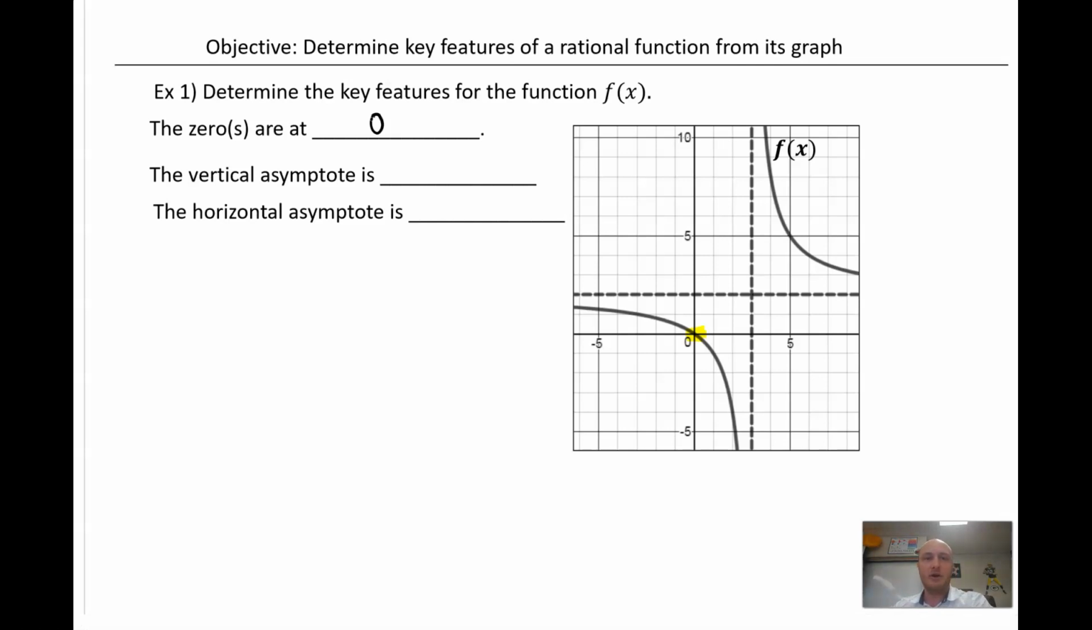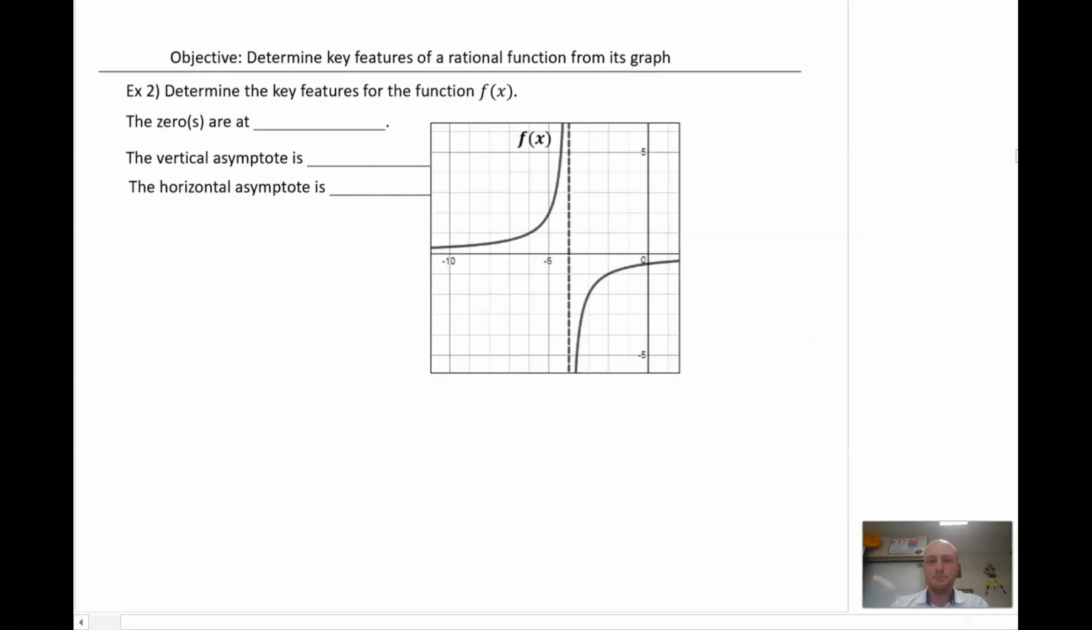Now I want to label my vertical asymptote. My vertical asymptote occurs right here at 1, 2, 3. So it intersects the x-axis here at 3. That is going to be x equals 3. How about the horizontal asymptote? The horizontal asymptote intersects the y-axis here at 2, so that is y equals 2.